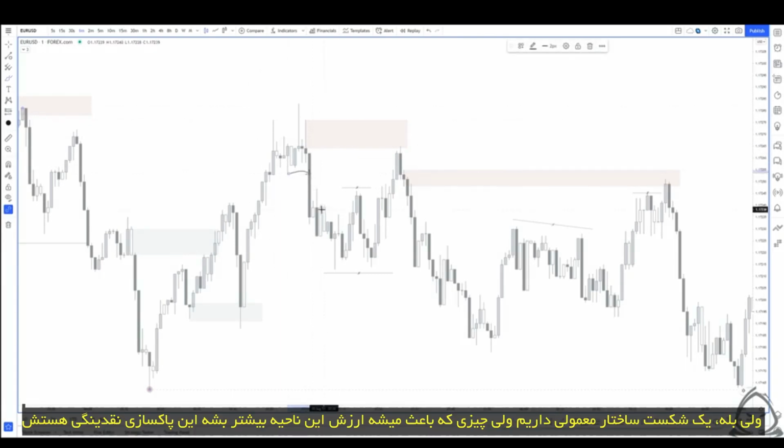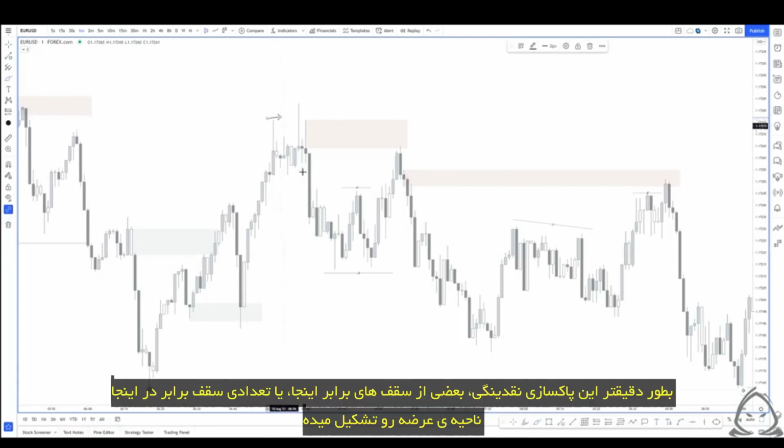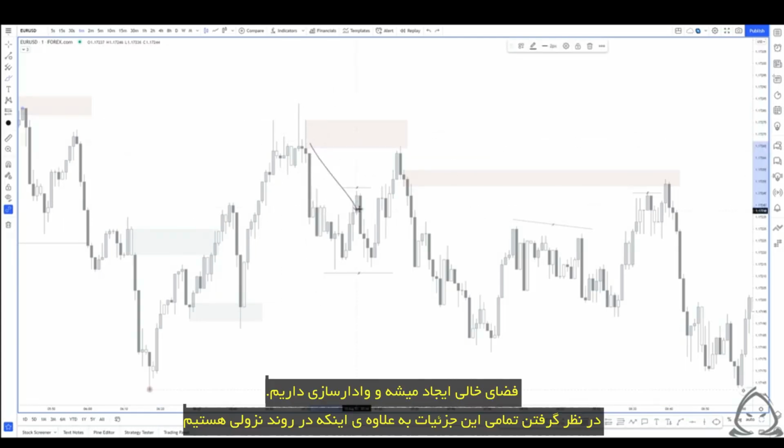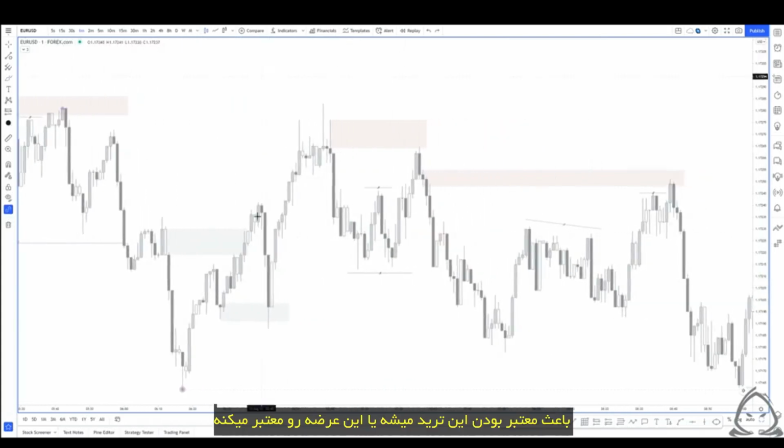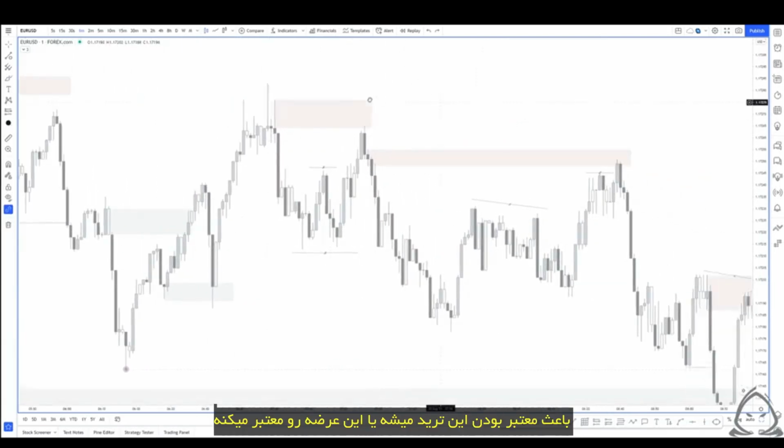But yes, we have a very basic break of structure, but what makes this a little bit more high value is we have a sweep of liquidity, more specifically this sweep of liquidity, some of these equal highs here, or a collection of equal highs right here. It forms our supply zone. We do break that little bit of structure. We form a liquidity void, and we have inducement. Factoring in all of those components combined with the fact that we're already bearish is what makes this trade valid, or makes this supply zone valid to trade.